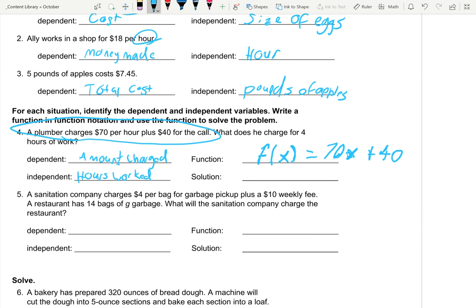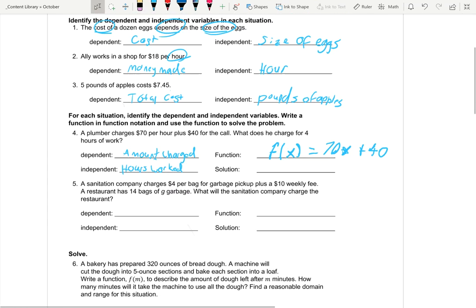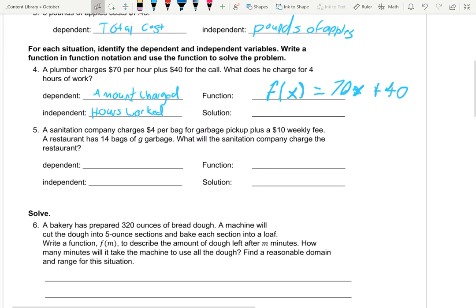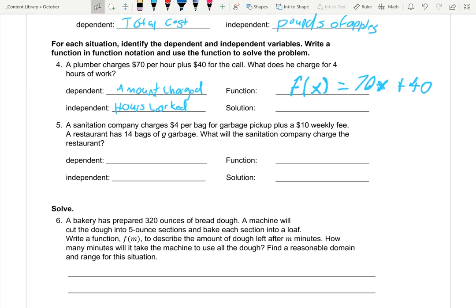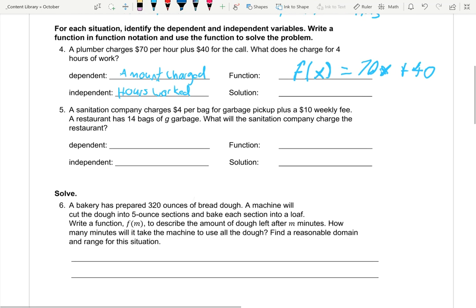Now the solution. Now we actually go to that part 2, right? What does he charge for 4 hours of work? Well, to answer that, we would plug it in, right? X is number of hours, so plug in the 4 for x. So we do 70 times 4, get that number, then add 40 to it. 70 times 4 is 280 plus 40 is 320, I believe. I'll let you guys double check that. But yeah, you just plug it in to your function and solve.